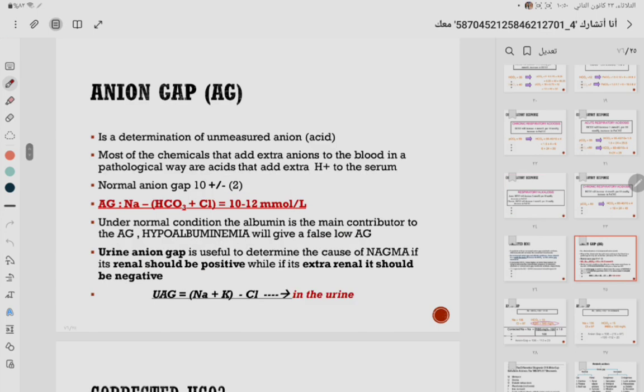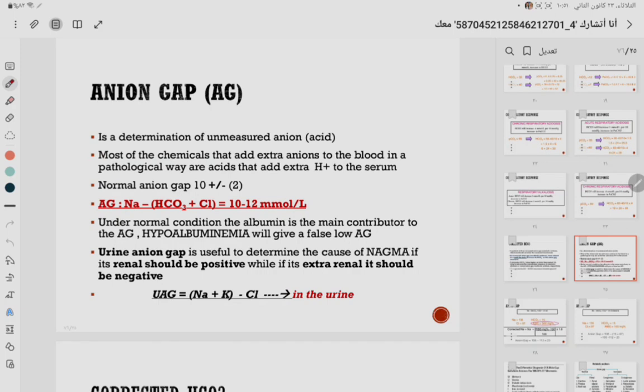Okay. Anion gap is the determinant of unmeasured anion gap acid. Most of the chemicals add extra H plus to the serum. Normal anion gap is 10 to 12. How we calculate the anion gap, I would say not measure, because measure is something different: sodium minus bicarb and chloride. So it's the cations minus the anions, and the gap should be between 10 and 12 millimoles per liter. And in normal conditions of albumin; if the albumin is low, we should correct the anion gap.